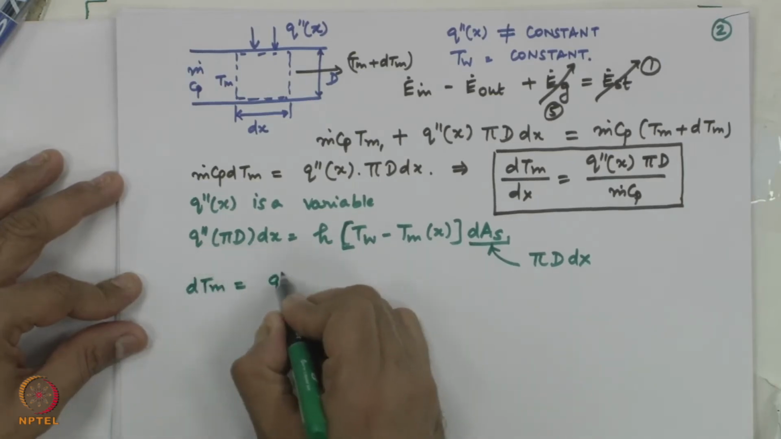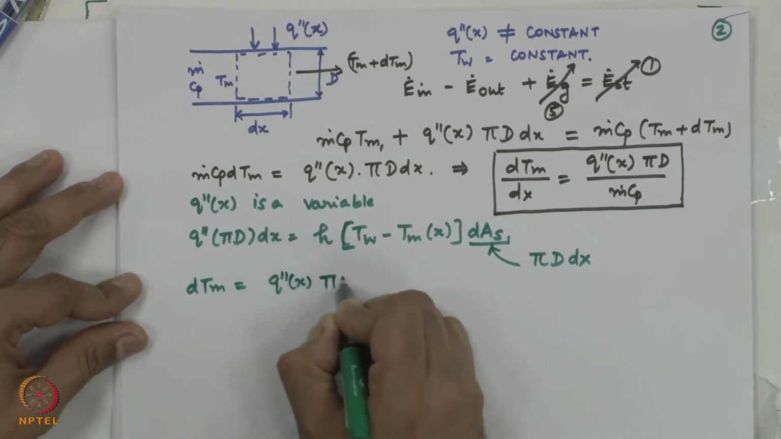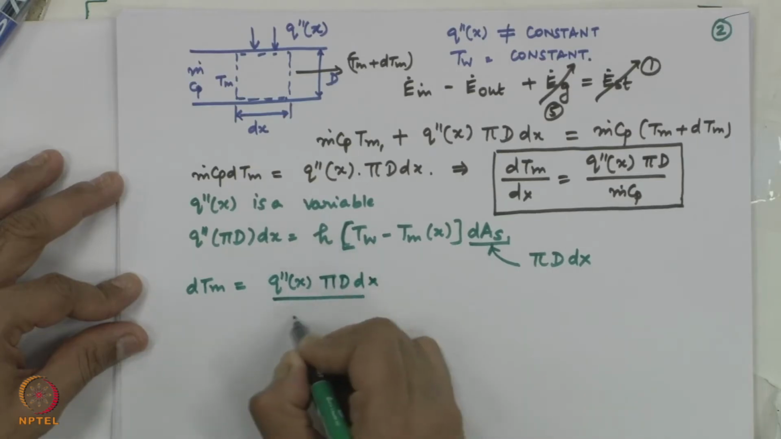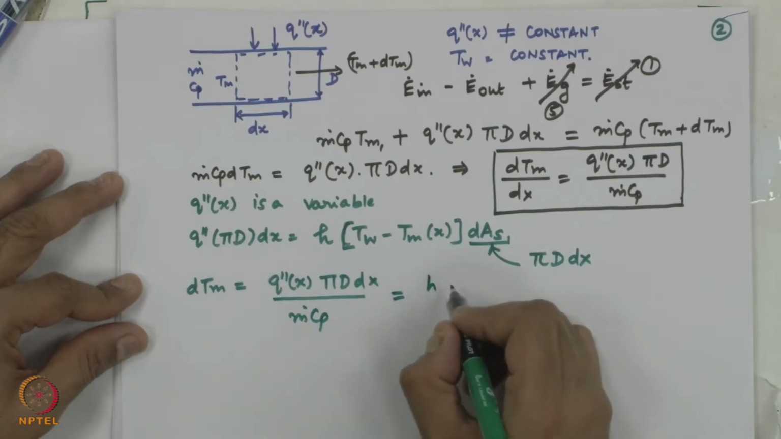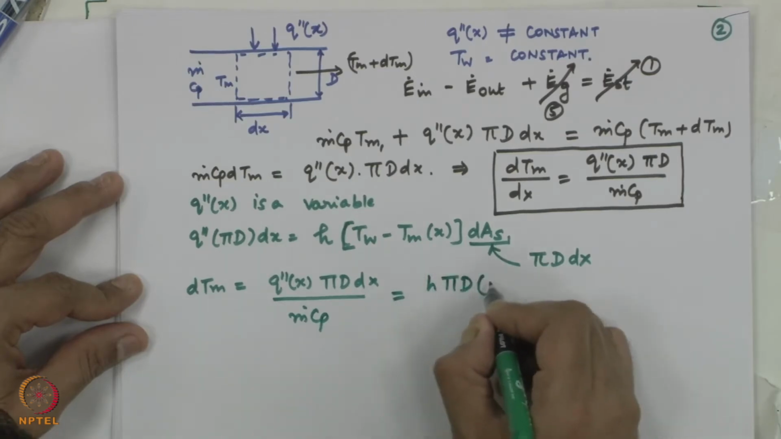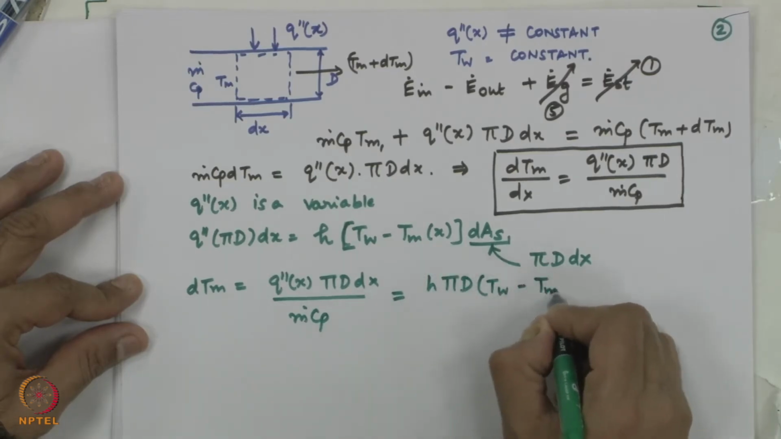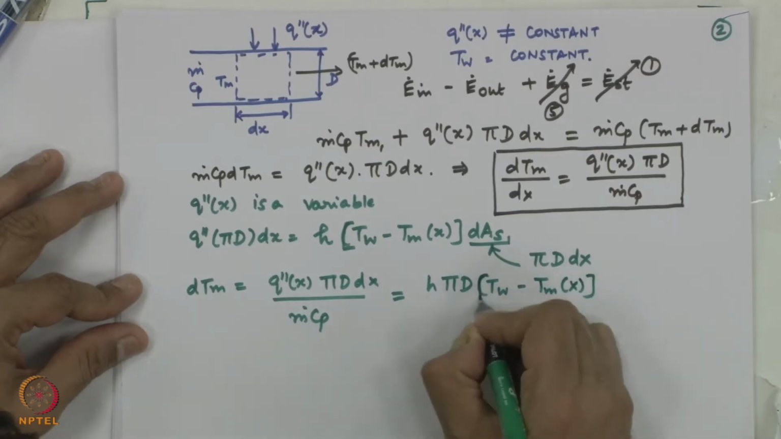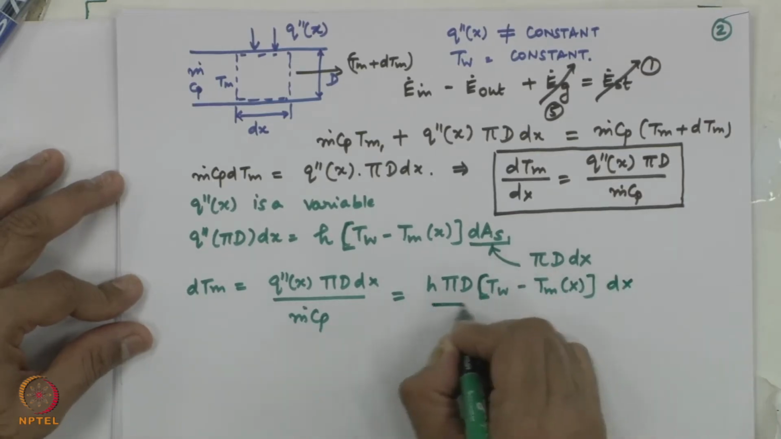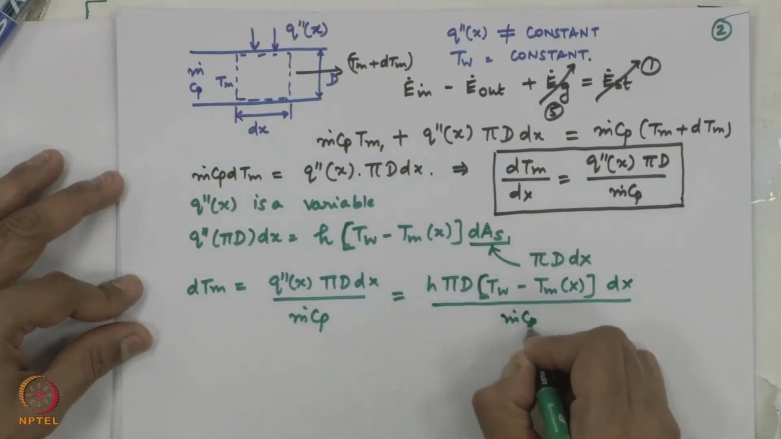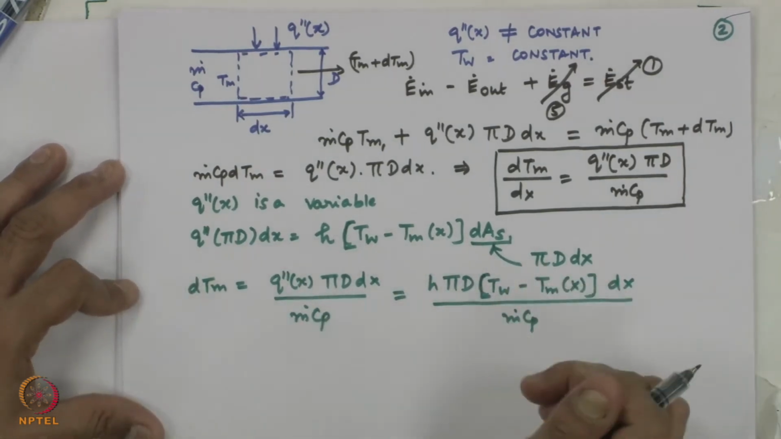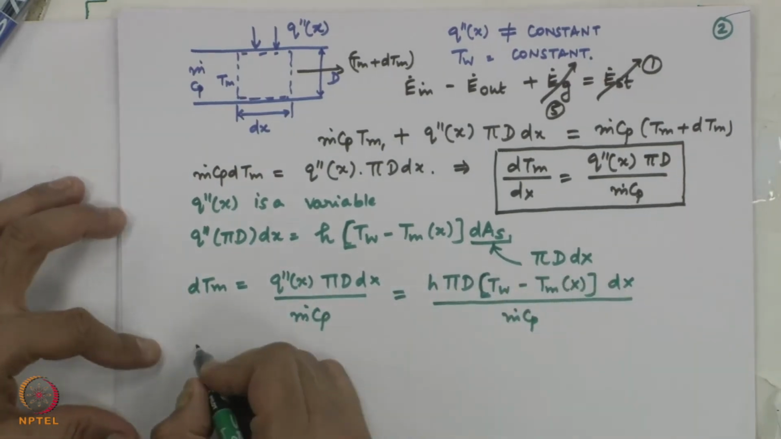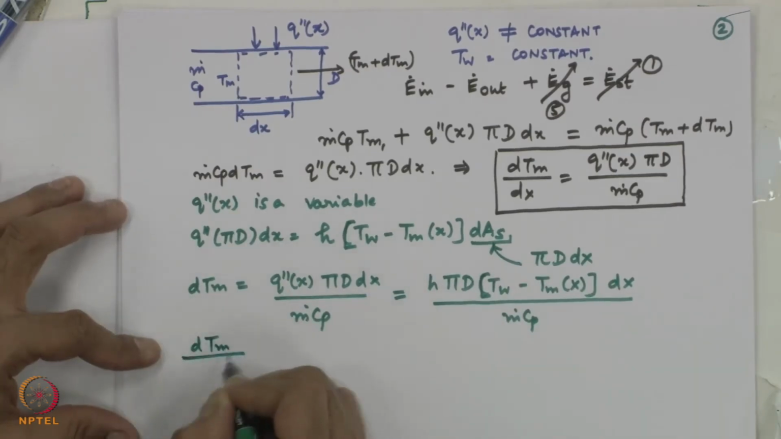Okay, so this now is going to be replaced there, so I can write dTm is equal to q double prime of x pi d dx divided by m dot Cp, which is now the same as h into pi d (T wall minus T local) dx divided by m dot Cp. I am merely substituting for the q double prime pi d from above.